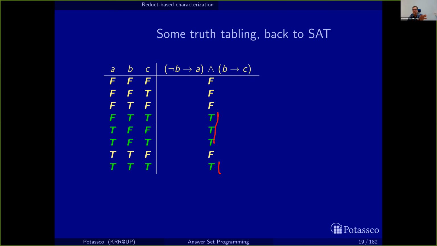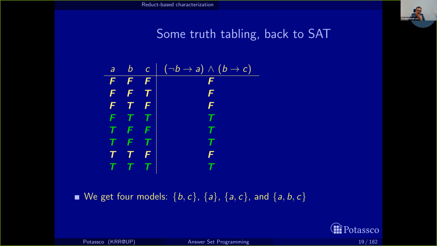Now let's see a little bit of adapting this truth table method to ASP. Before I forget, I often abbreviate these models just by sets, right? So this set here represents which one? This one, because here A is true and B and C are false, so I only include the true atoms, right? And the same for the other guys. Okay, I think that should be pretty clear. Okay, now back on track.